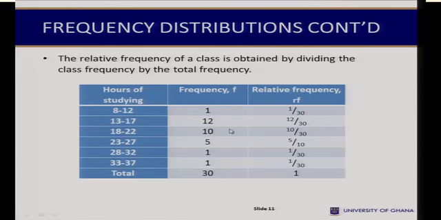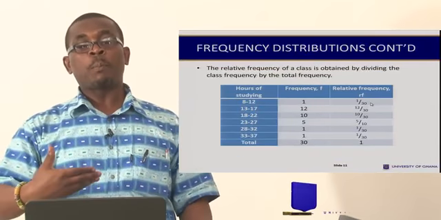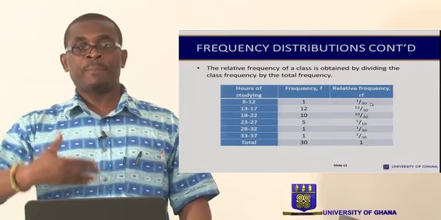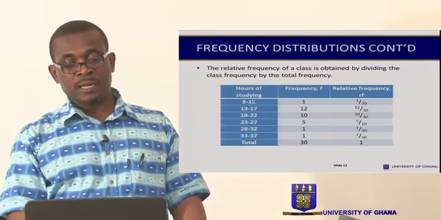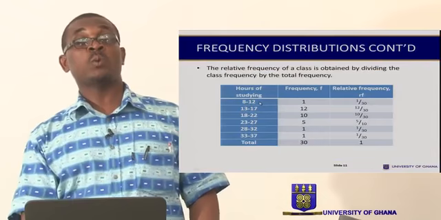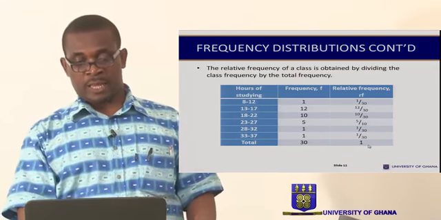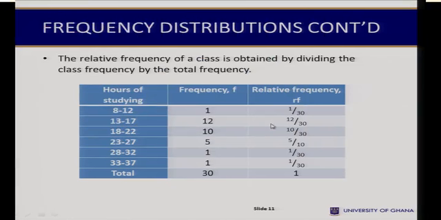What we do next is to divide each of the frequencies for each of the classes by the total of 30. So the relative frequency for the first class, 8 to 12, is 1 over 30. Basically, what it does is to indicate the proportion of students or the percentage of students studying between 8 and 12 hours. And it continues for the other classes. So clearly, you can see that the majority of students are studying between 13 and 17 hours. That is 12 over 30.